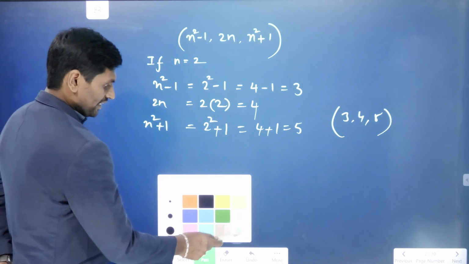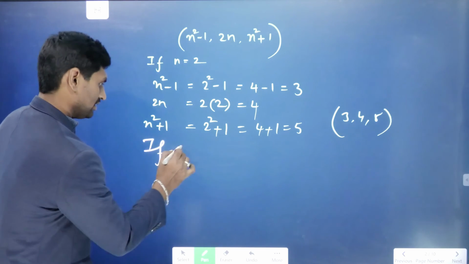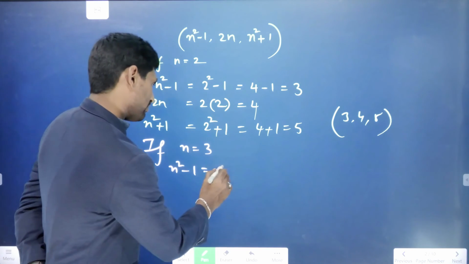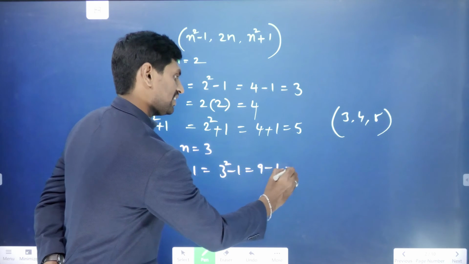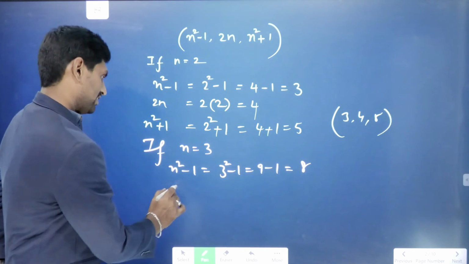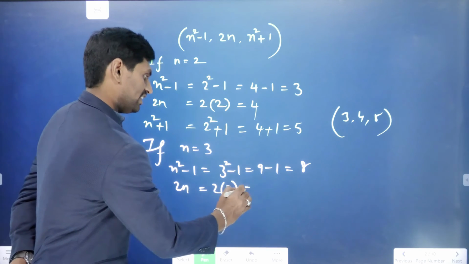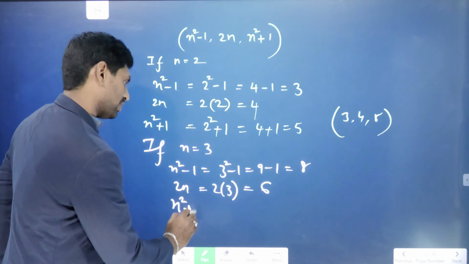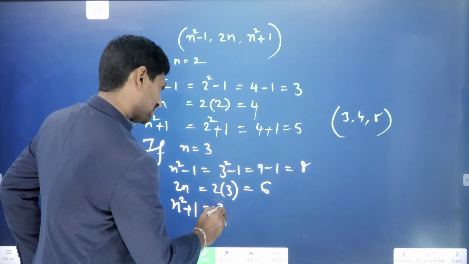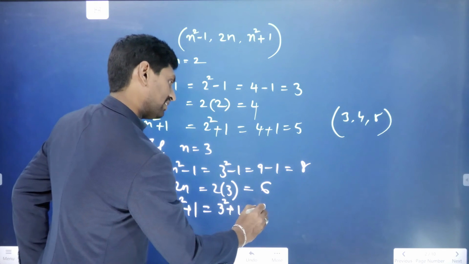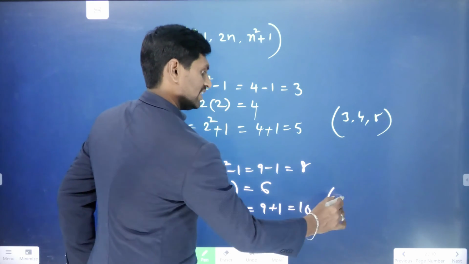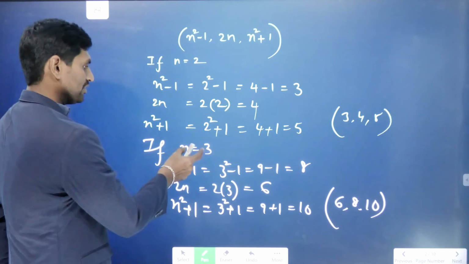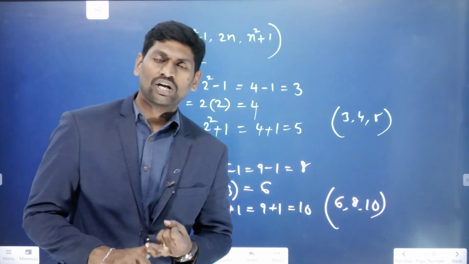Now let us find out for n is equal to 3. First n square minus 1, so 3 square minus 1, 8, because 3 square value 9, 9 minus 1, 8. Next, 2n value, 2 into 3, 6. See, now this time 2n is smaller than n square minus 1. Next, n square plus 1, 3 square plus 1, 10. So simply 6, 8, 10 are Pythagorean triplets if n value is 3. Now you do for n value 4 and n value 5.